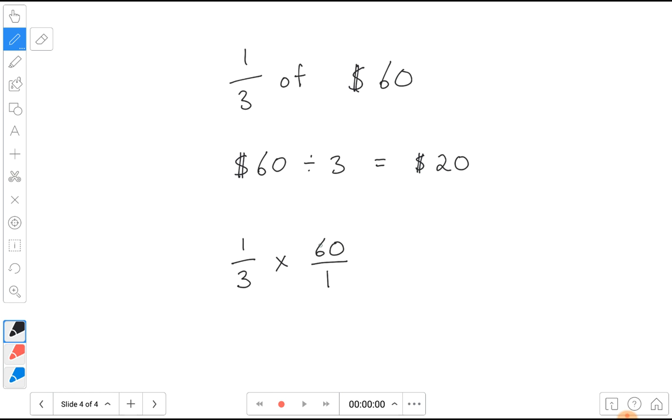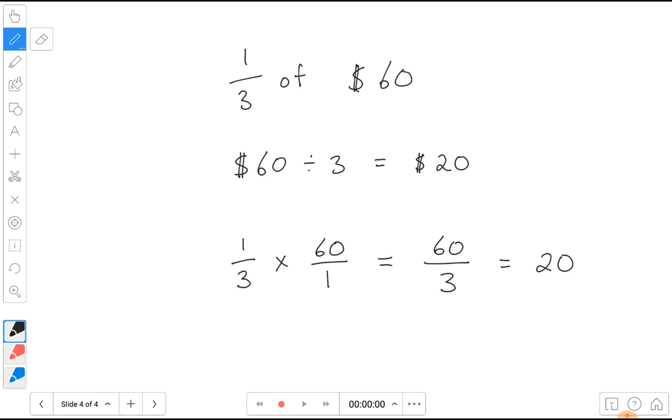So I've written it as a fraction so that all I have to do here is multiply the numerators. 1 times 60 gives us 60. And then multiply the denominators. 3 times 1 gives us 3. And 60 divided by 3 is 20. So they both give us the same answer.